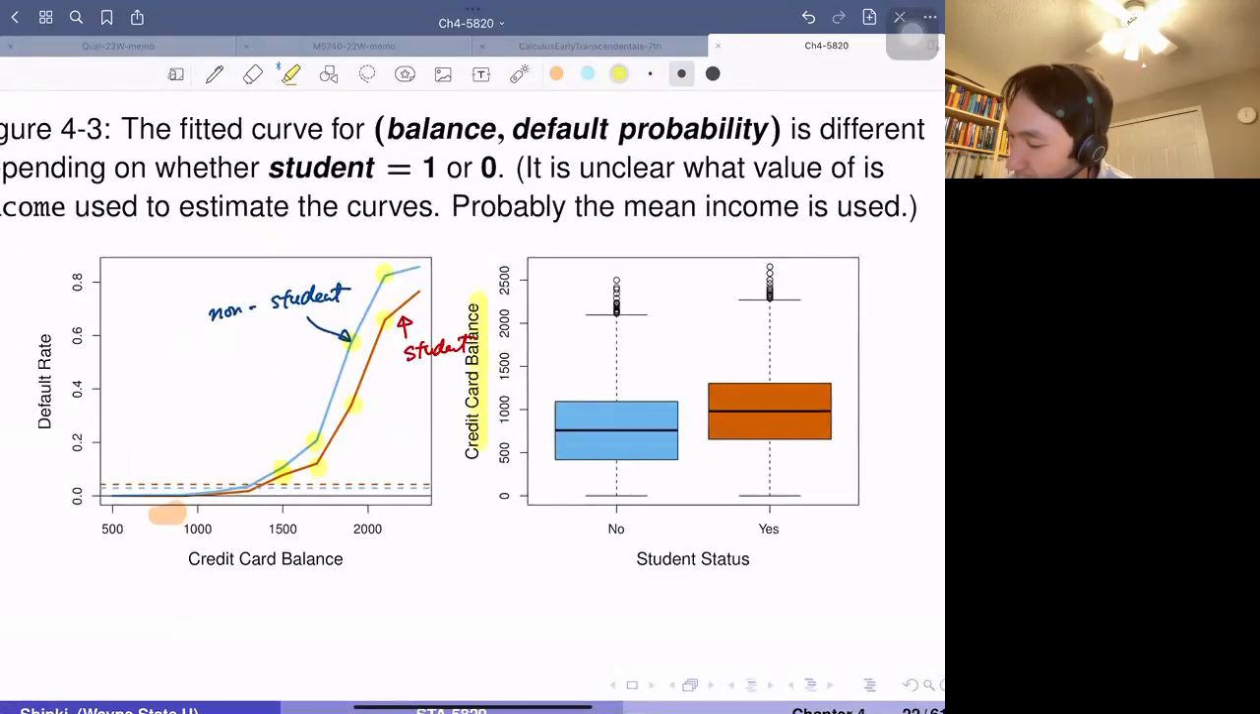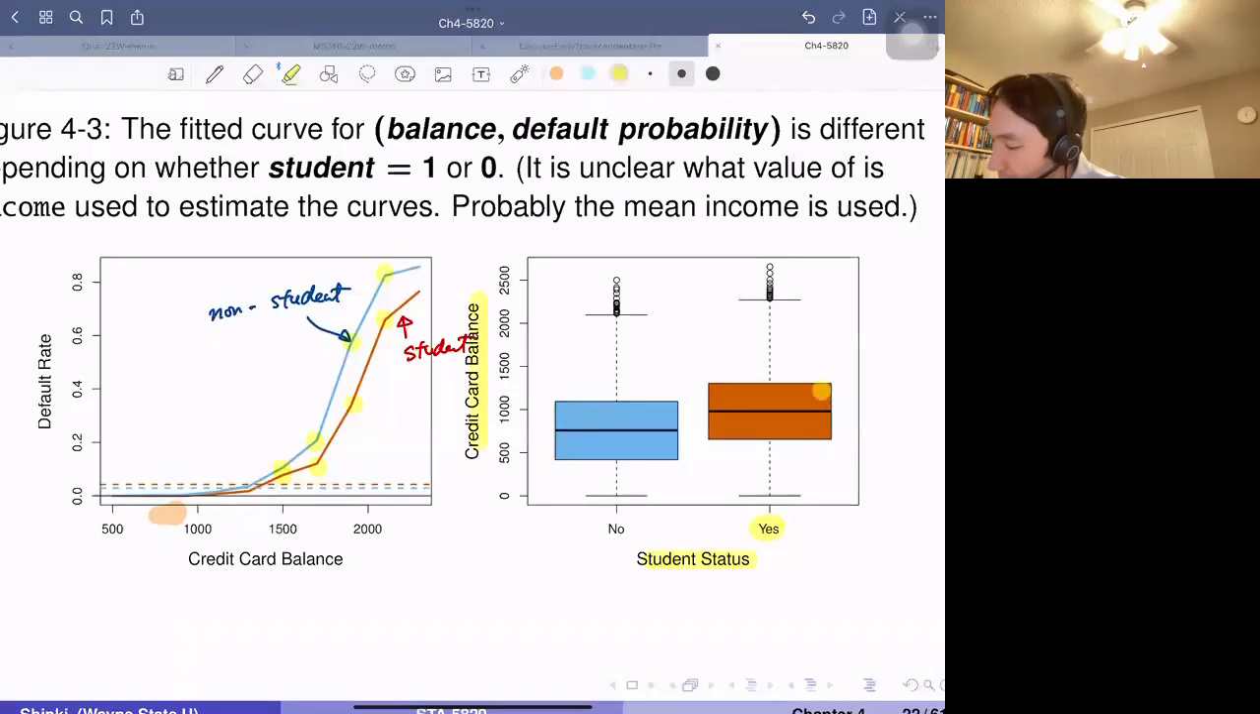And this is just one descriptive statistic, the credit card balance by student status. And actually, if student status is yes, then the credit card balance is higher. So basically, they don't have income, but they can expect more income after graduation, so they borrow a little more. So it looks like students have higher default probability, but if we adjust for balance, then actually the student has lower default probability.